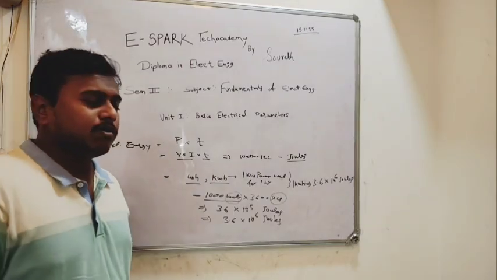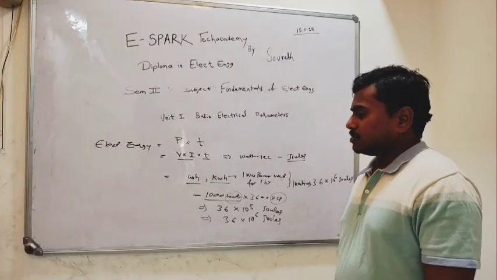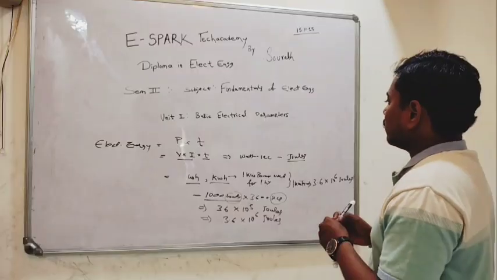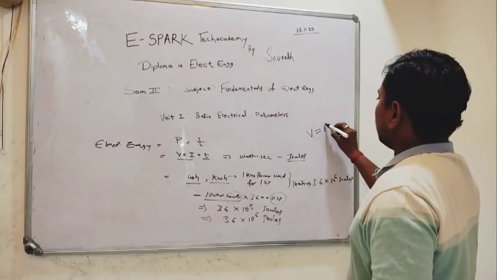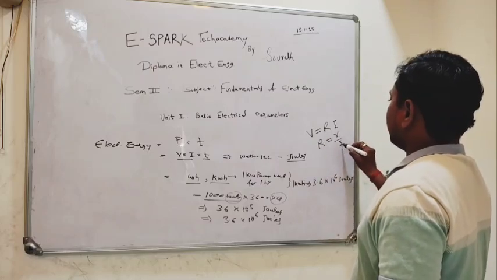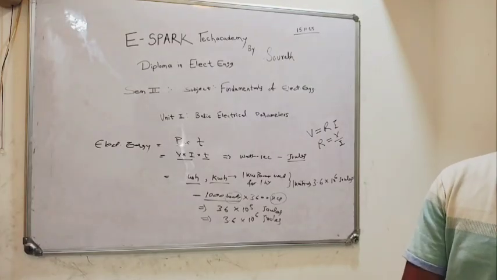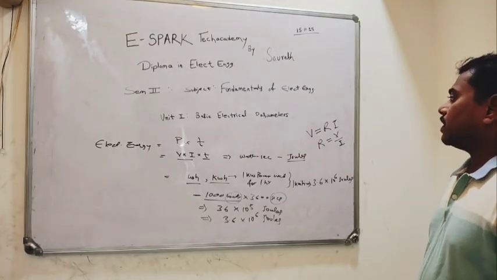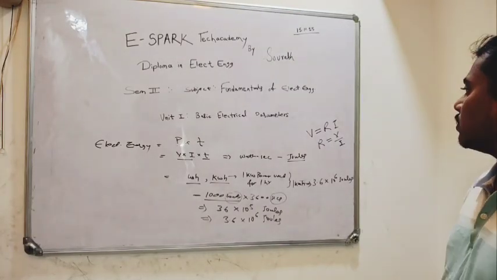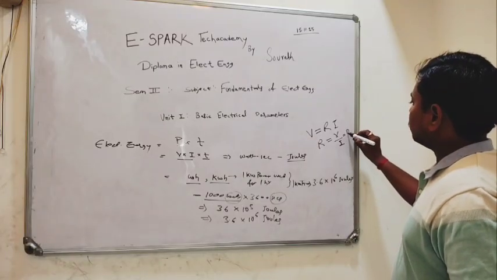Now I will explain the element, the resistance. What is resistance? As you already know from Ohm's law, V equal to R I, resistance is calculated as V by I. Resistance is nothing but opposition to the flow of current in an electrical circuit, or opposition to the flow of electrons. It is expressed in ohm.